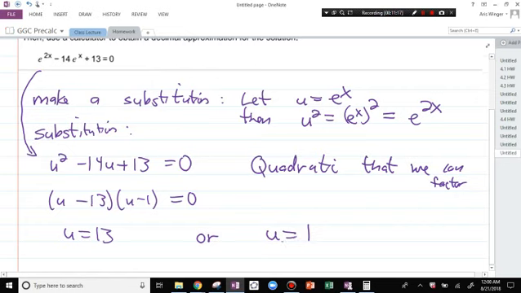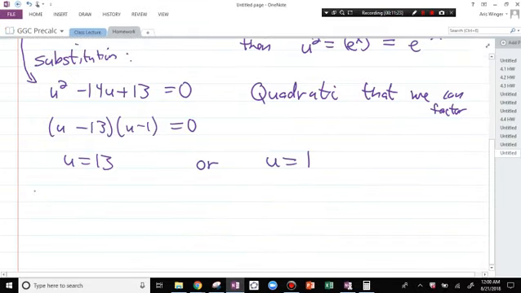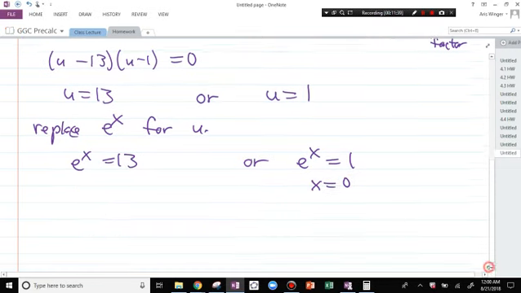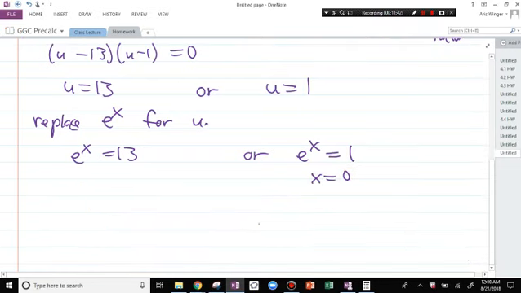U equals 13, or u is equal to 1. And then at this point, we have what u is, but it wasn't really u that we were solving for, it was x. And so if we replace e to the x back in here, you get that e to the x is equal to 13, or e to the x is equal to 1. This one automatically is 0 because our number to the 0 power is 1.